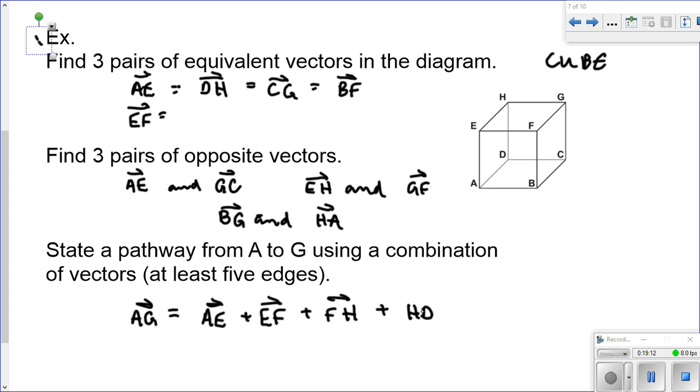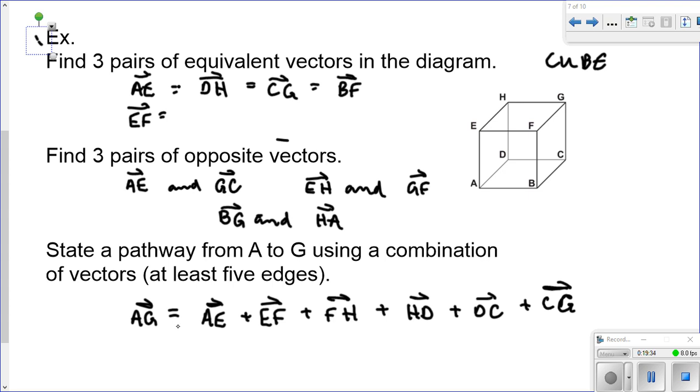So H, D. I got 4. Now I'm at D. I can go D, C. And let's finish this little trip. I'm at C, and let's go to G. So C, G. That's it. I've got edges: 1, 2, 3, 4, 5, 6.